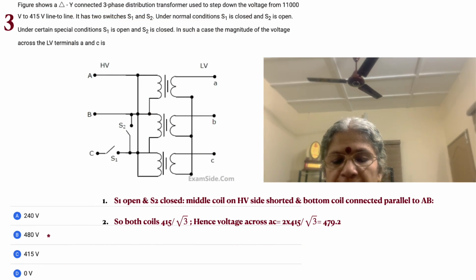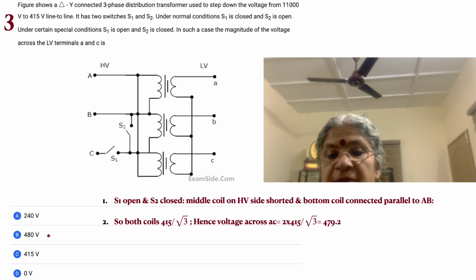Okay, so let's go to the third problem. Here we are having again 3 windings. On the high voltage side, terminals A, B, C are capable of delivering the three-phase voltages to the 3 windings. But at the same time there are 2 switches, S1 and S2, just as in the earlier case. These are subtle differences. S1 will connect or will not connect C to this, and S2 will short the middle coil. So that's what we see.